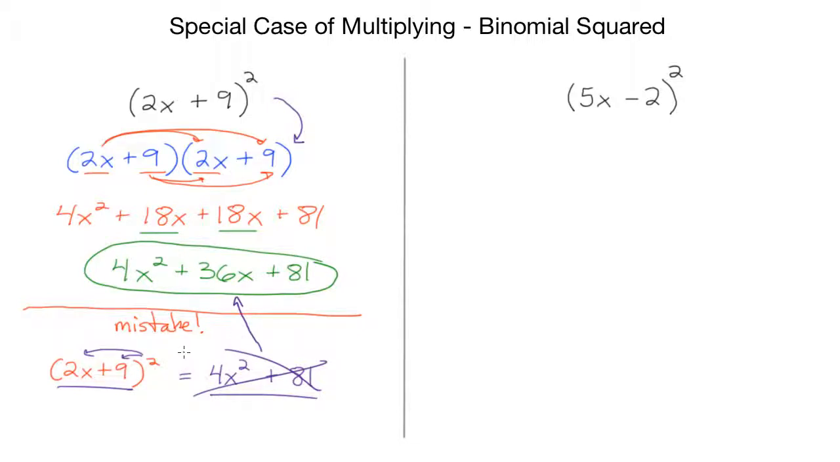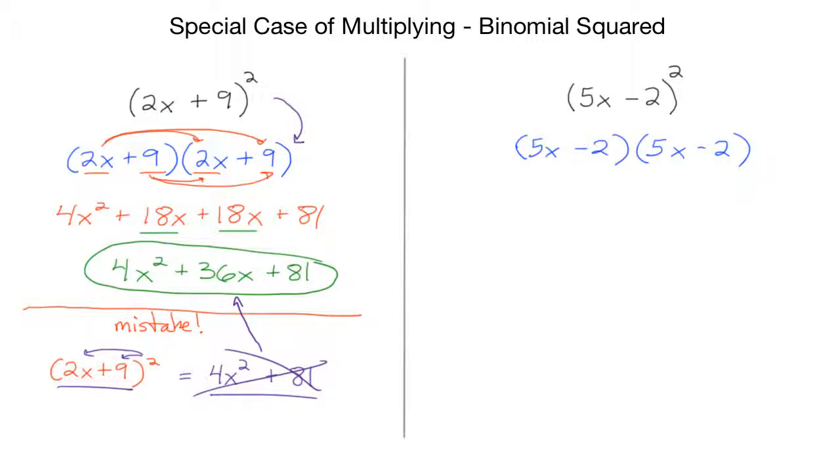All right, so now that we got the mistake out of the way, let's take a look at this other example here. I want to do this example because it's an example with a negative sign. We have 5x minus 2, where this one had 2x plus 9. So this is subtly different, but we have to keep track of the negatives. So I've got 5x minus 2 is my binomial. It's squared, so the first thing I'm going to do is rewrite it out as 5x minus 2 times another one, 5x minus 2.